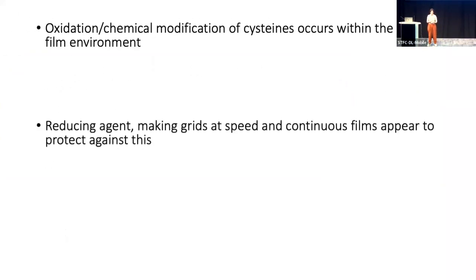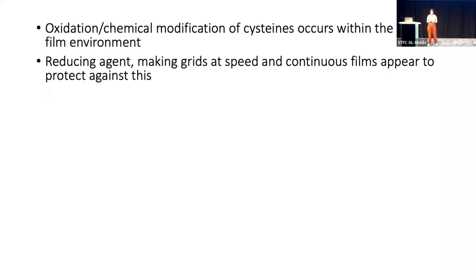So I think hopefully we've been able to show that we think there is this oxidation, or certainly chemical modification of these cysteines. We've got this weird density appearing. And really interestingly, we can see that reducing agents, so an addition of DTT, making grids at speed, or sequestering the particles onto a continuous support film are all strategies that appear to stop this from happening.